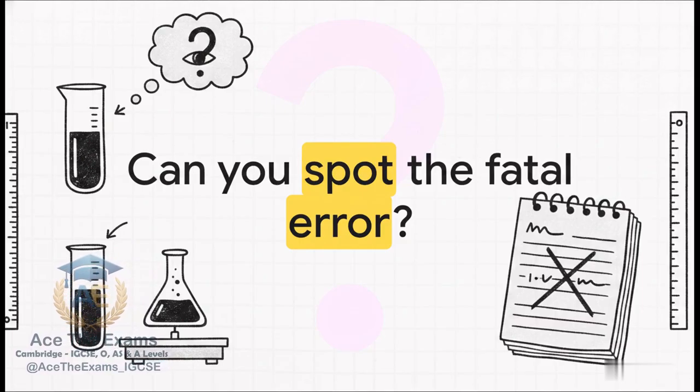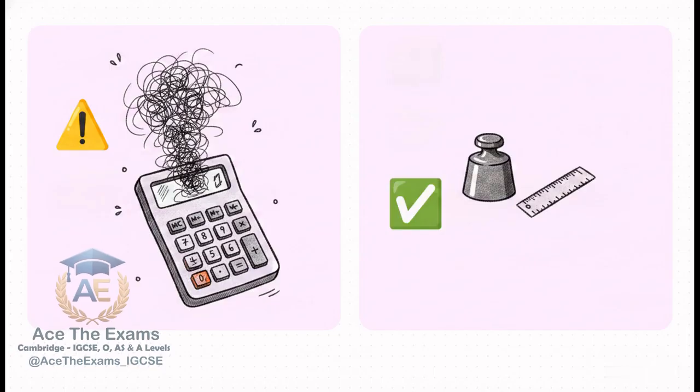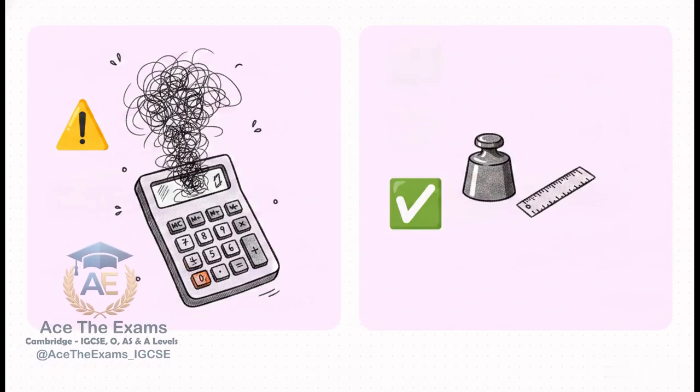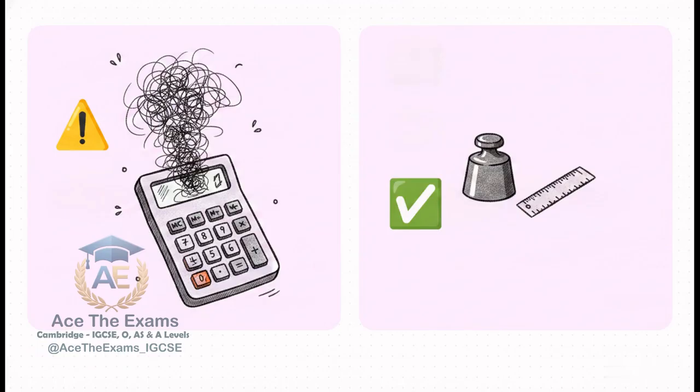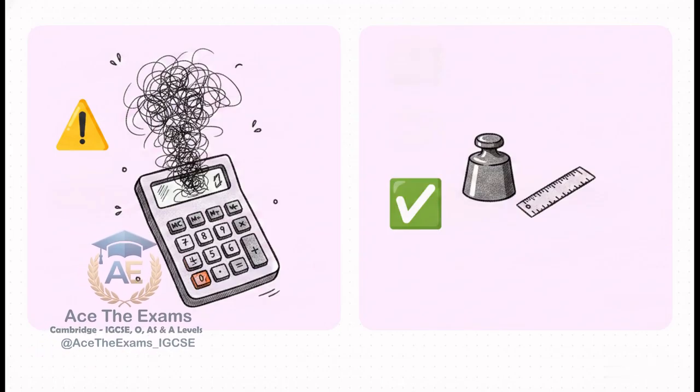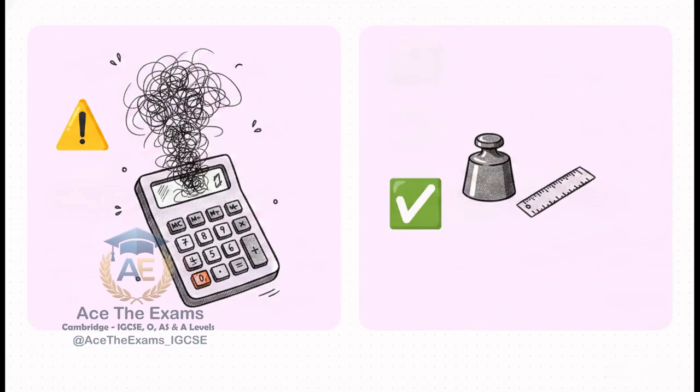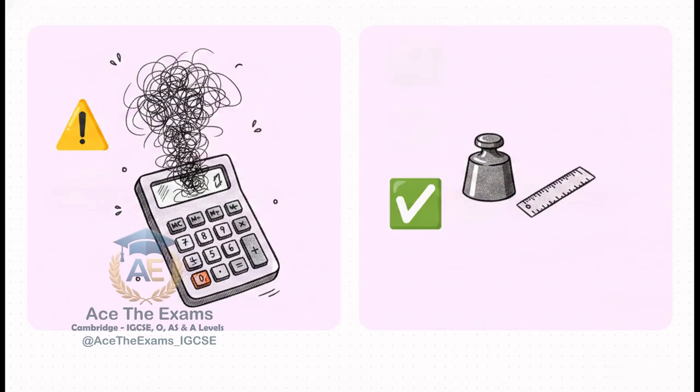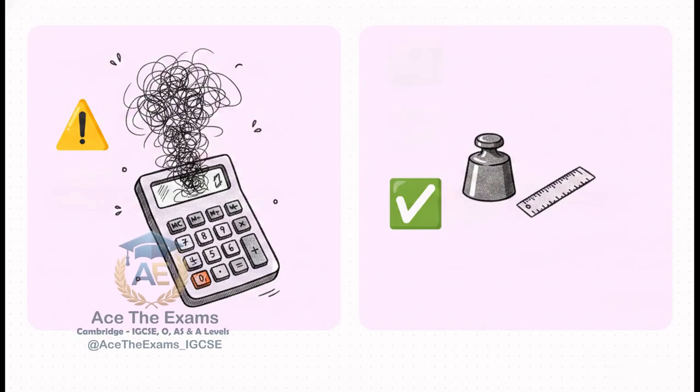Can you spot the fatal error they are about to make before they even lift their pen? Let's review it. On the left, the student just dumped a raw, unedited number straight from their calculator display, 2.3333. They completely ignored significant figures and the standard units required by the mark scheme.